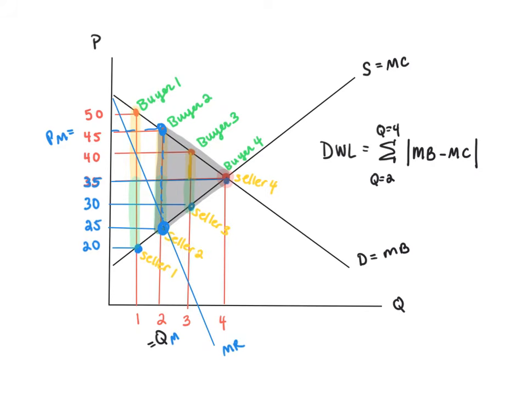Now, there is a buyer 3, who's willing to pay a $40 price, which would be higher than the $30 that the monopolist would incur by producing the third unit. But here's the catch. The only way to get buyer 3 to buy the good is to lower the price from $45 down to $40. And for a uniform or single price monopoly, you can't lower the price for buyer 3 without also lowering the price for buyers 2 and 1.